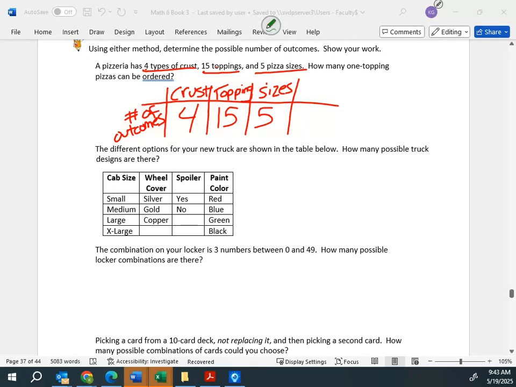What do I do now? Multiply them all together. So I'm going to put that multiplication symbol in there, showing what math I'm doing. What is 4 times 15 times 5? 300. So I have 4 times 15 times 5 equals 300 different one-topping pizzas that we could order. Whew, that's a lot of different choices for our pizzas.